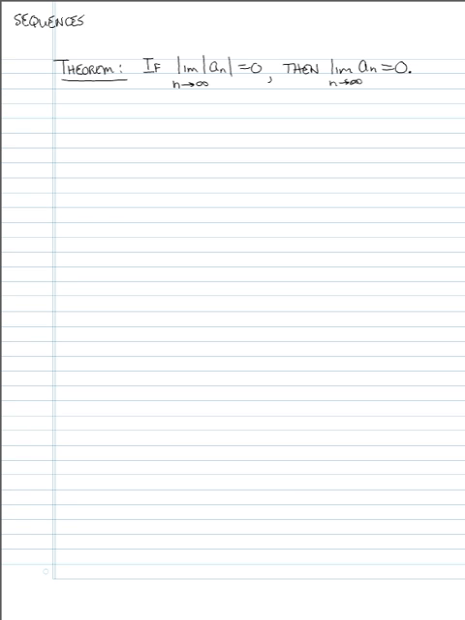Now this is misused a lot of times. Let me point out, this is misused many times because for this to hold, the limit of the absolute value of a sub n as n approaches infinity must be 0, not any other number. In other words, if the limit of the absolute values of the a sub n's is equal to 1, that doesn't mean the limit of the a sub n's is 1. This only applies if the limit of the absolute values is 0, and then the limit of the a sub n's is also 0.